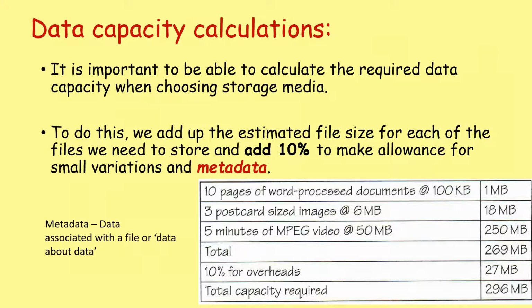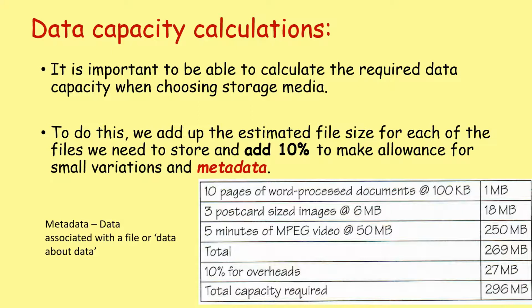It is important to be able to calculate the required data capacity when choosing storage media. To do this, typically we add up the estimated file size for each of the files we need to store, and then add around 10% to make allowances for small variations and metadata. Metadata is just data associated with a file, sometimes referred to as data about data. So for example, if you take a photograph, that photograph will contain all the pixels for the image, but it will also contain information such as when the picture was taken, perhaps where the picture was taken, and all this extra information that's stored along with the main image.